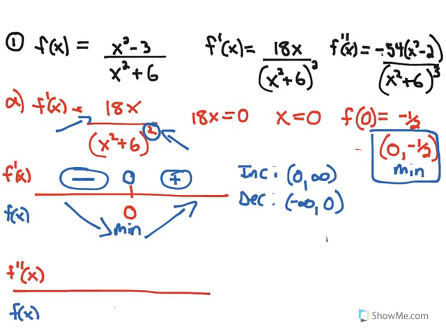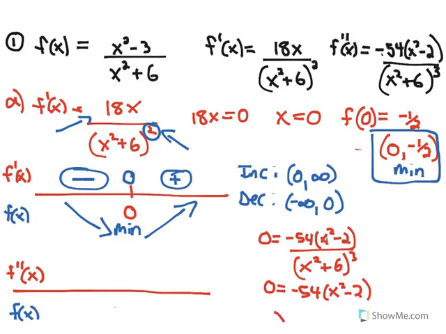So I'm again going to look at my second derivative and set it equal to 0. 0 equals negative 54 times (x squared minus 2) over (x squared plus 6) cubed. Once again, the bottom, something squared plus 6, can never be 0, so we don't need to worry about that. It can also never be negative, so we don't need to worry about that. I'm going to multiply it up to the other side, and we can just set the top to 0.